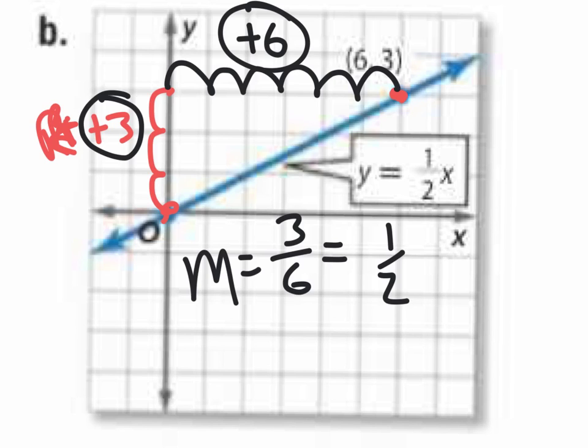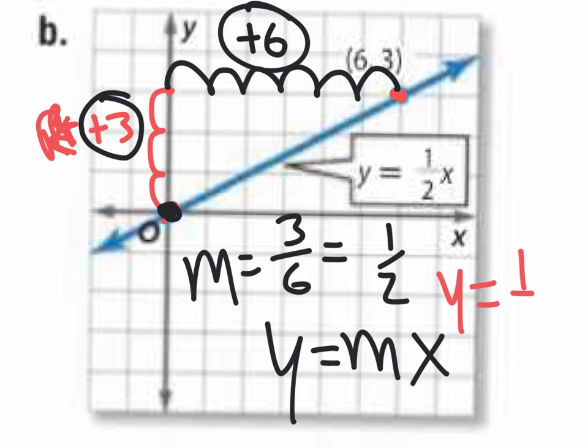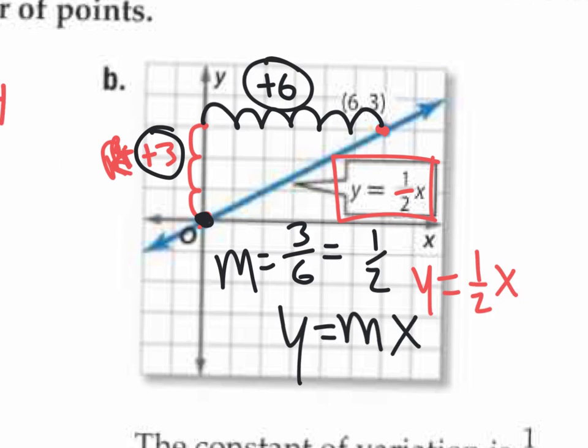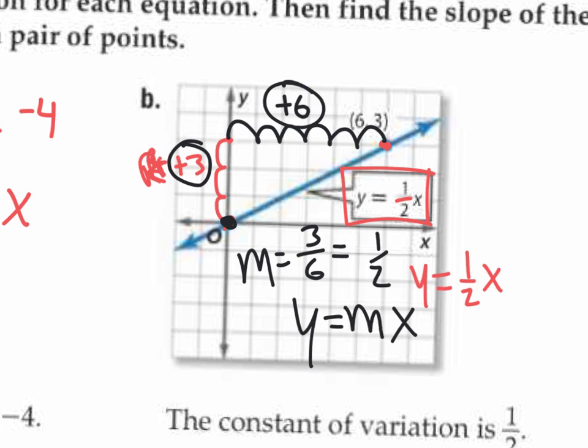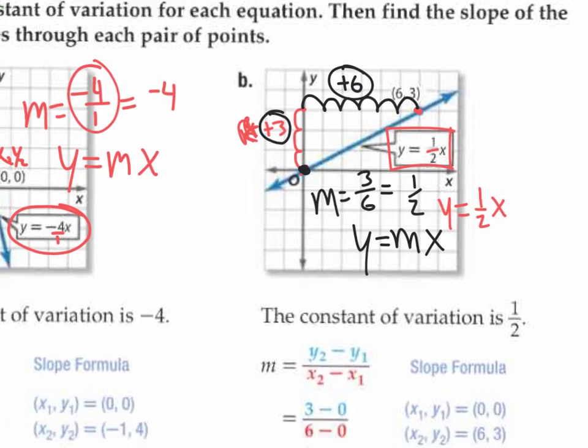And if you wanted to write your direct variation equation for this line that's passing through 0 right there, the origin, that's going to be y equals the slope. Remember the slope with an x. So that's really going to be y equals 1/2 x. They already have it right here. Y equals 1/2 x. Cool? You see, it's easy. Okay.